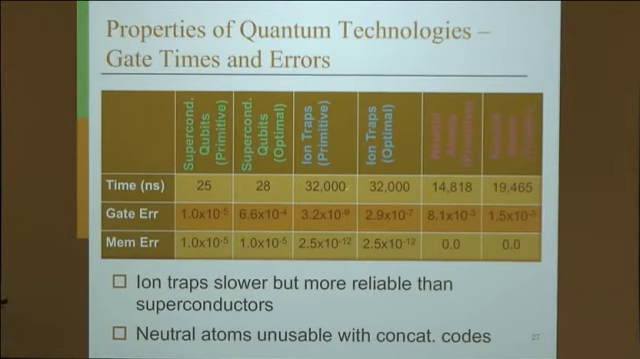So the key observation here is that ion traps have the lowest error rates by far, but also the gate times of ion traps are not very short. They are roughly 3 orders of magnitude slower than the gate times for superconductors. So superconductors are faster, but they're a little bit more error prone. The errors would be 10 to the minus 5.